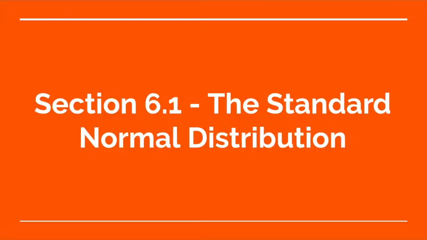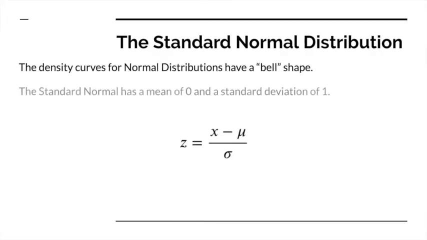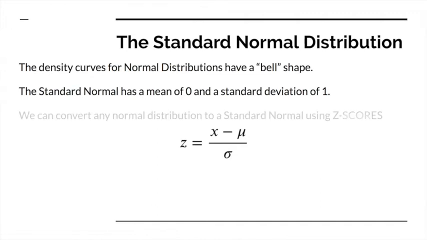All right, so in section 6.1, we're going to start by discussing the standard normal distribution. The standard normal distribution has a specific mean and standard deviation. The mean for the standard normal is 0, and the standard deviation is 1. So always, for the standard normal, the mean is 0 and the standard deviation is 1.